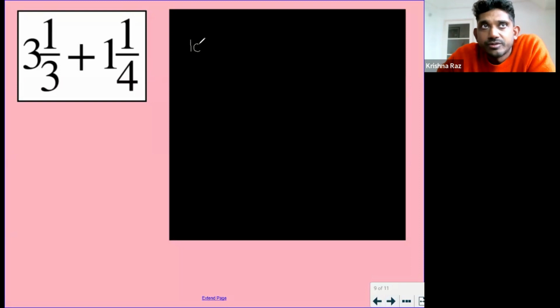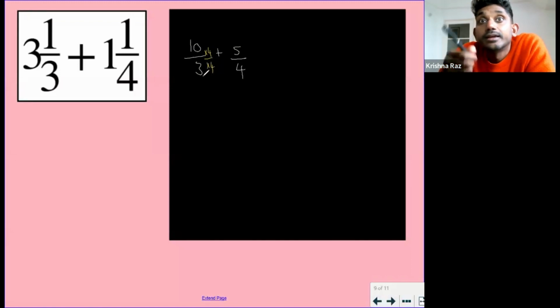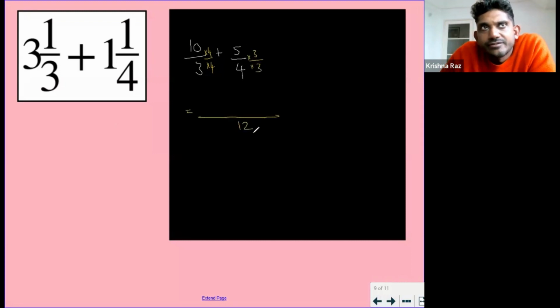So we've got 10 over 3 plus 5 over 4. So we need to do what first? That's right. We need to times this one by 4 on the top and the bottom. And then, exactly, the other one by 3. So we're going to write the fraction out of 12, and we've got 40 plus 15, which gives us 55 over 12.